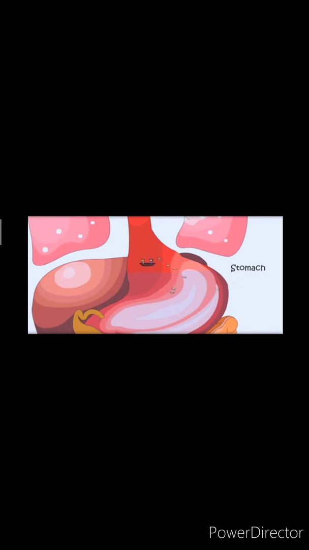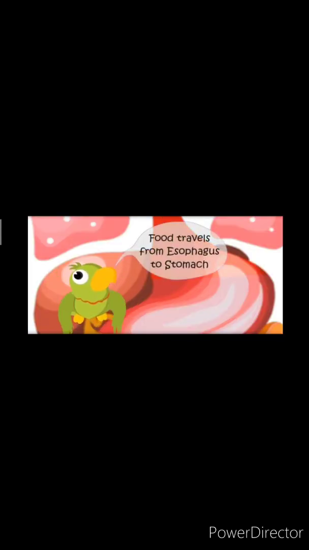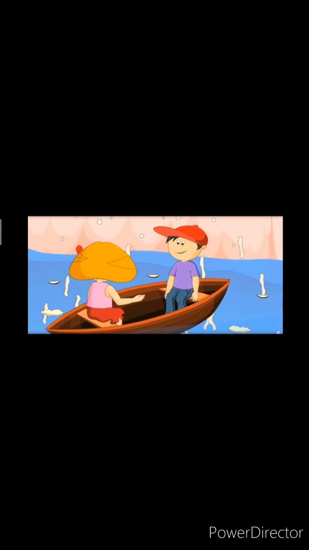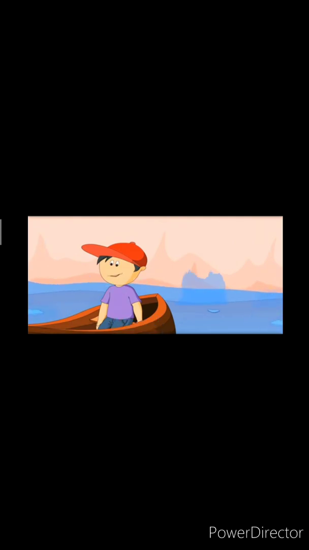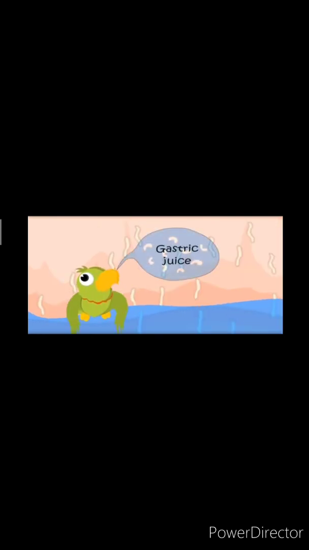Oh, now we are entering the stomach. Get ready. There is a lot of liquid here. Food travels from esophagus to stomach. What is this liquid? These are gastric juices. Walls of the stomach release some acid which helps in further digestion of food. So students, here food mixes with gastric juices.